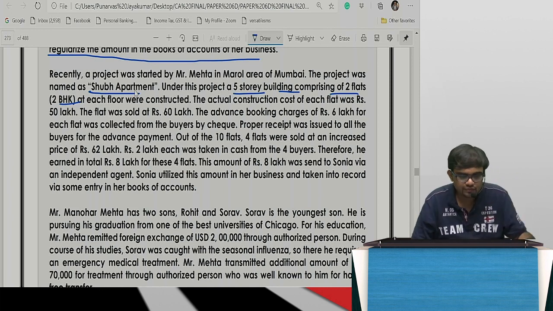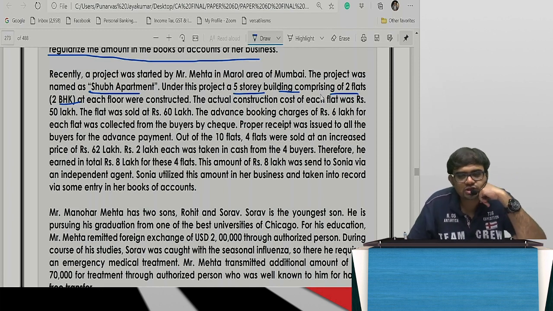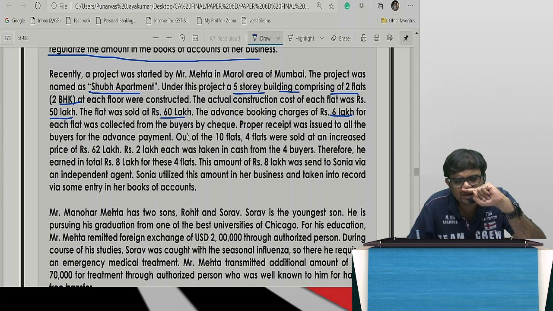Immediately it should strike you. The actual construction cost of each flat was 50 lakh. The flat was sold at 60 lakh. So basically, the construction cost was 50, it was sold at 60. Overall, 10 lakh was his profit. Advance booking charges were 6 lakh for each flat, collected by cheque. Proper receipt was issued to everybody.